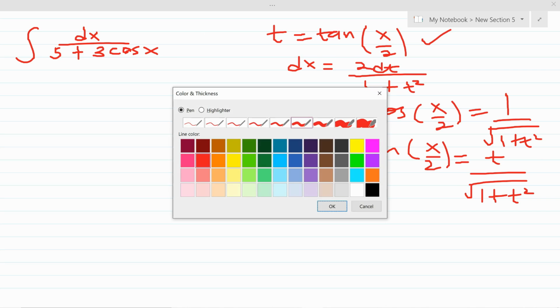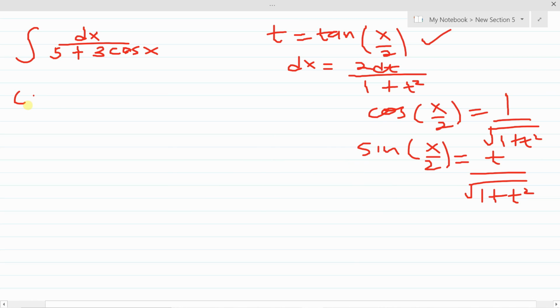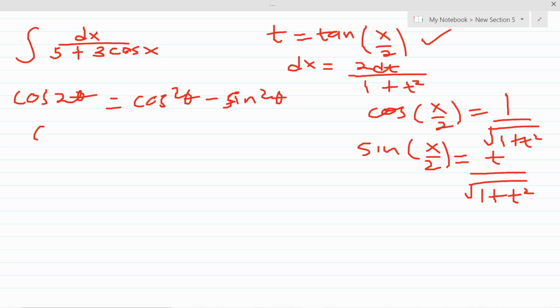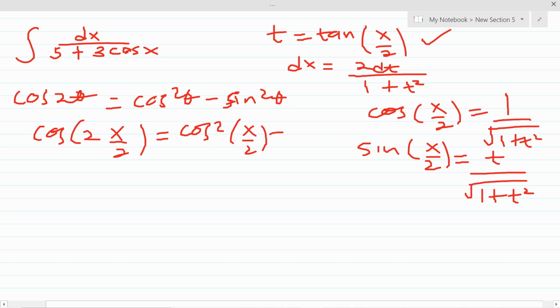Now from a trig identity, cos 2 theta is equal to cos squared theta minus sine squared theta. This is a trig identity. So cos of 2 times x over 2 is cos squared of x over 2 minus sine squared of x over 2. Now this will give us cos x, because 2 times half gives us 1, so 1 times x will be cos x.